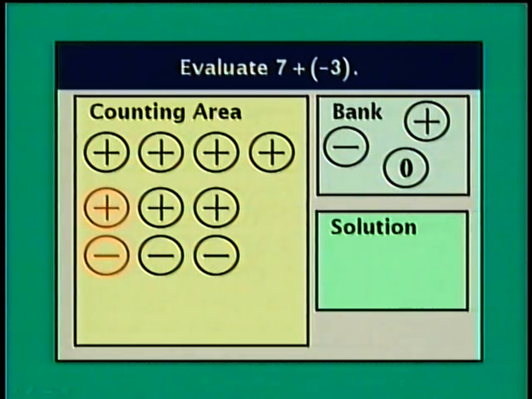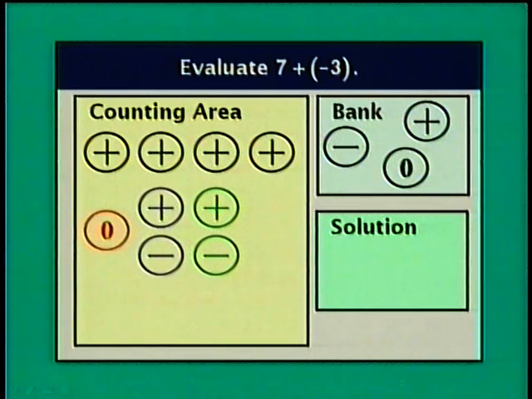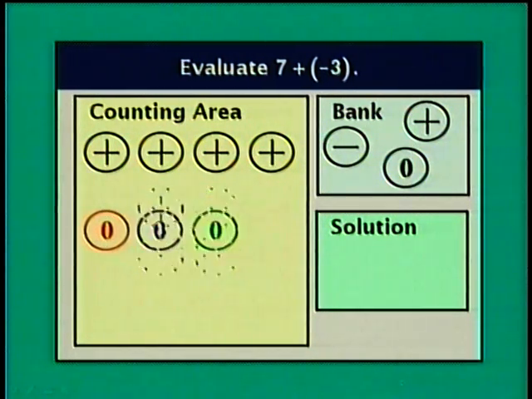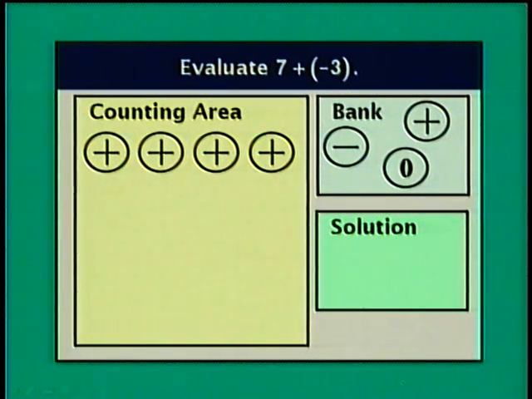We can think of this in a sense as 1 step forward, 1 step back. The net result is 0 steps in a sense. So I can replace this pair with a 0 chip. There's 2 more pairs of positive and negative chips. Each one of these pairs can be replaced with a 0 chip. Adding 0 does not affect the sum. So I can take these 0 chips and move them right back into the bank. And I'm left with 4 positive chips.